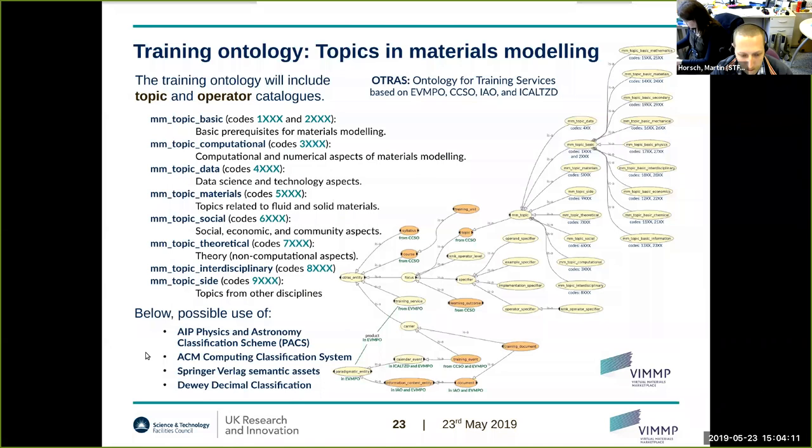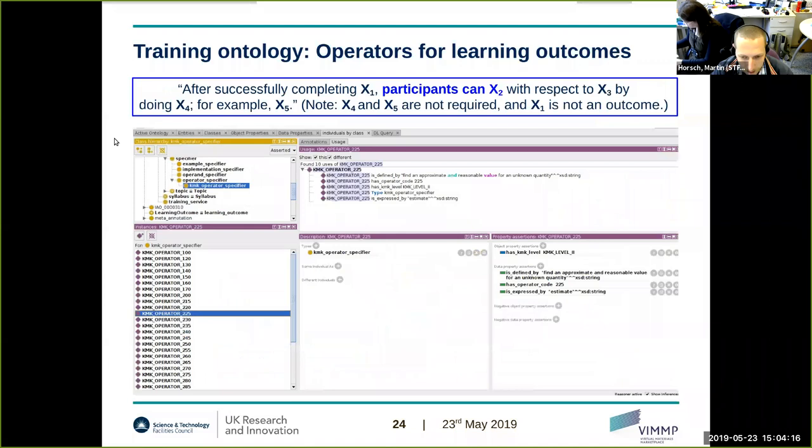And this sort of statements that we want to be able to make, statements on learning outcomes, are formalized. Now we need to introduce a certain standard notation. This is the standard notation that we have to formalize a learning outcome. After completing X1, which is a course, participants can do something. That's why it's a competency, something that one can do. This is the operator with respect to X3, which is the operand. This would be a topic, for example. By doing X4, this is an illustration. For example, X5, another illustration.